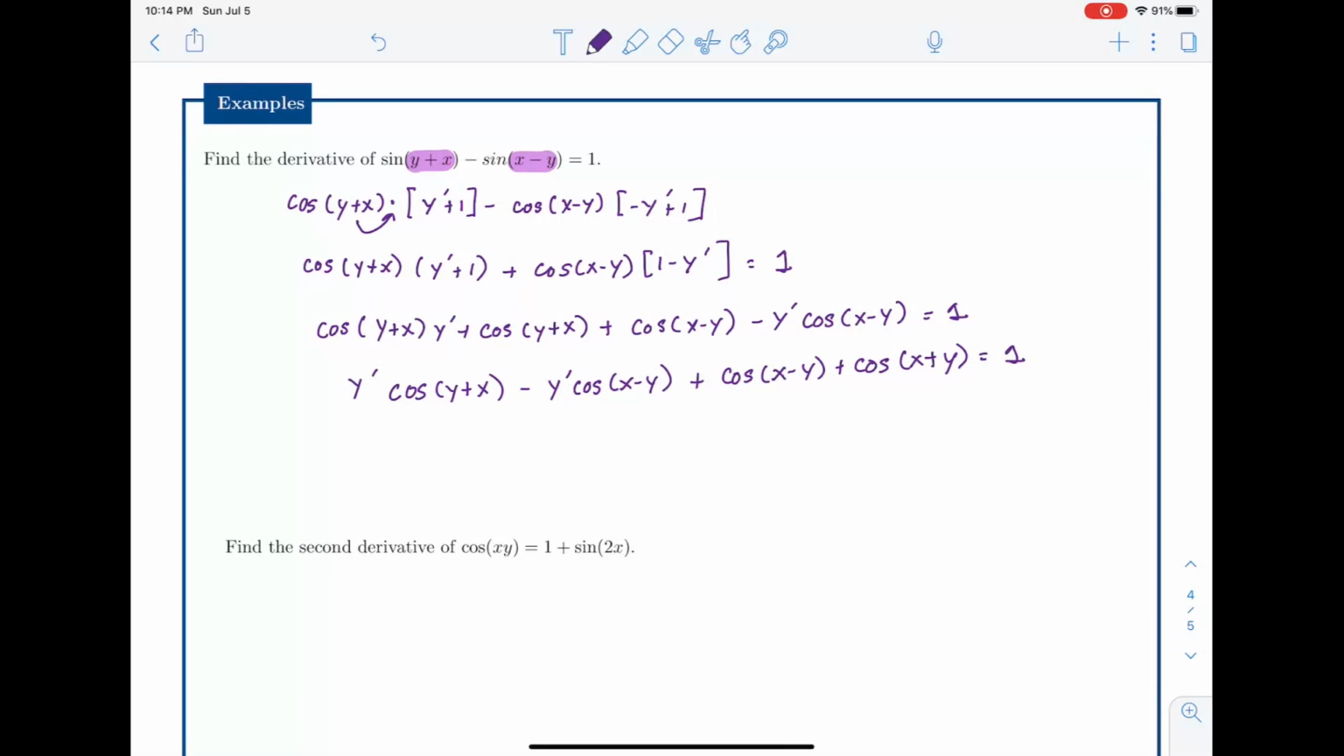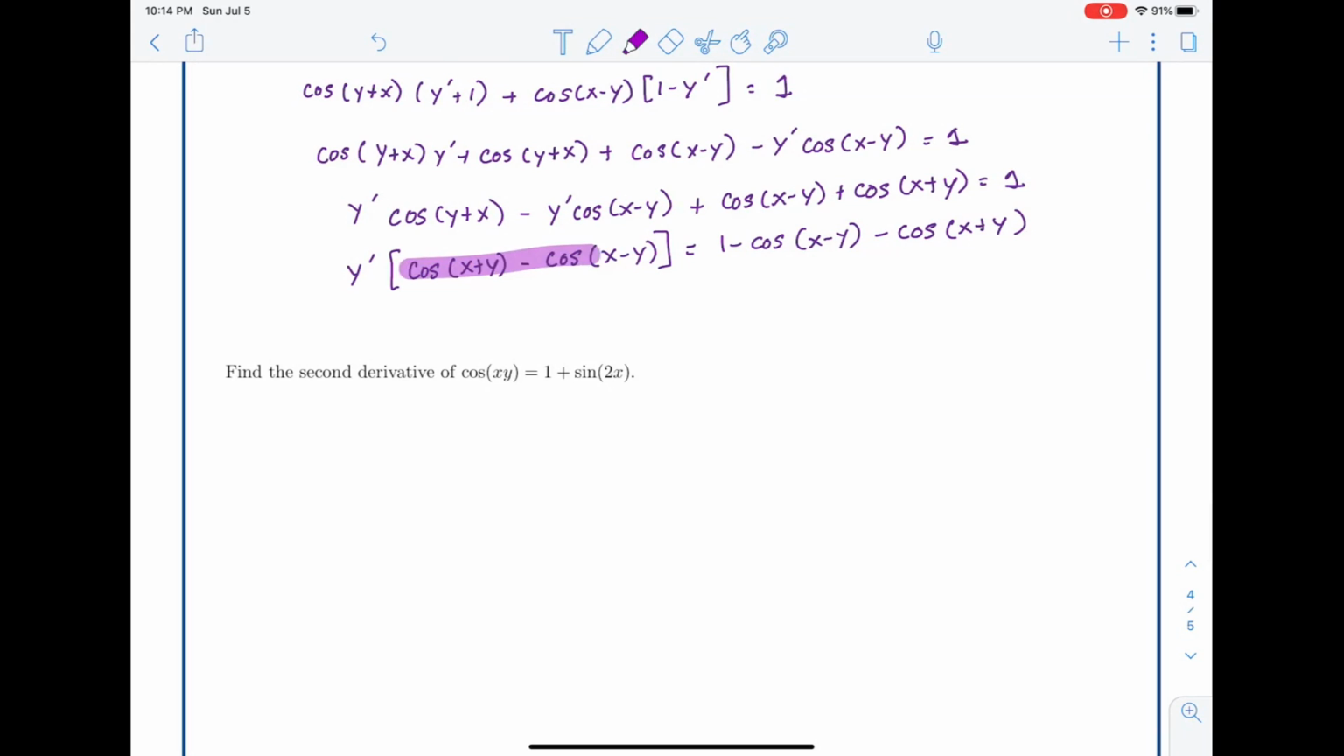I have a y prime in common, so if I pull y prime out, I have cosine of x plus y minus cosine of x minus y. Move the cosine terms to the other side. We have 1 minus cosine of x minus y minus cosine of x plus y. Divide by that term on both sides. We would have y prime equals 1 minus cosine of x minus y minus cosine of x plus y, divided by cosine of x plus y minus cosine of x minus y.